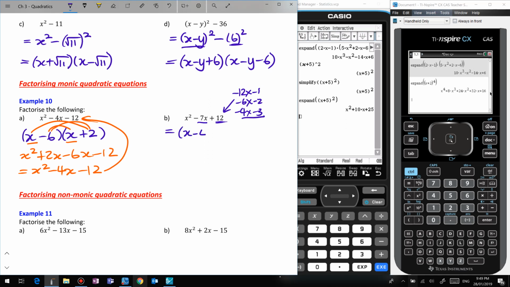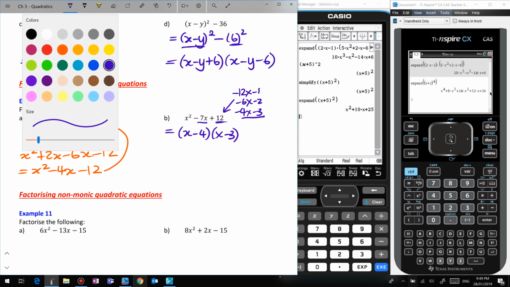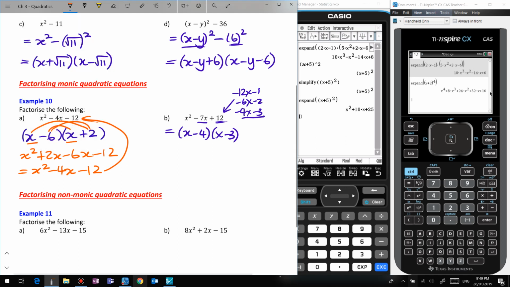So it's x minus 4, x minus 3, which if we expand it back out to check, you don't have to do this by the way, I just like to do it to show you. X times x first, outside, inside, and then last, which is x squared minus 7x plus 12. So we know we've done it correctly.